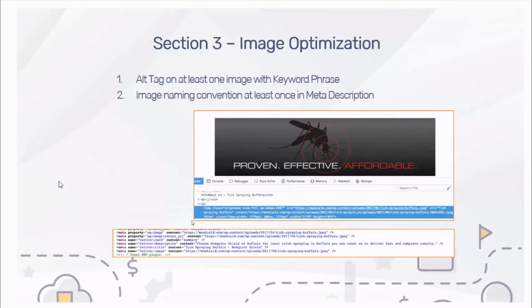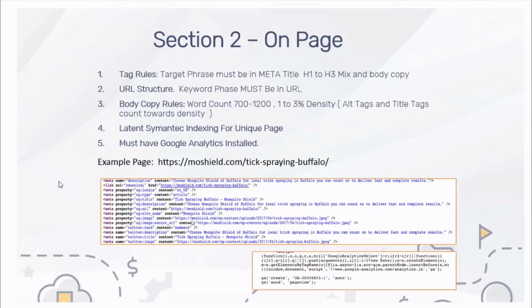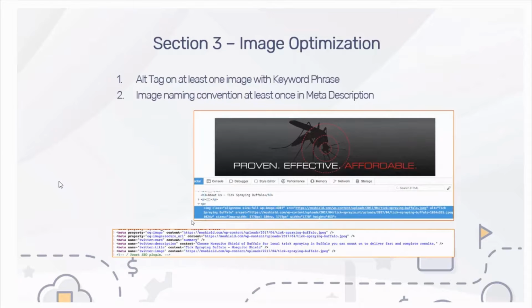Then we have images. Images or media in general, but let's take this example of images. Images need to have an alt tag on at least one image with the keyword phrase. So for example, you have on the page tick spraying Buffalo, you have an image of a tick, and you have on the image alt code, which is basically text attached to the image that Google uses to find the image, and the text on the image will say tick spraying Buffalo. So that's very important.